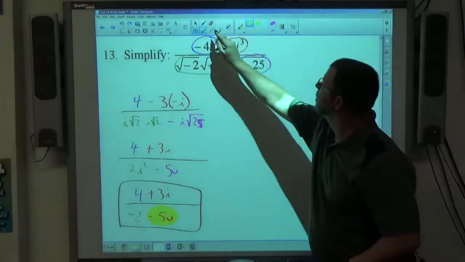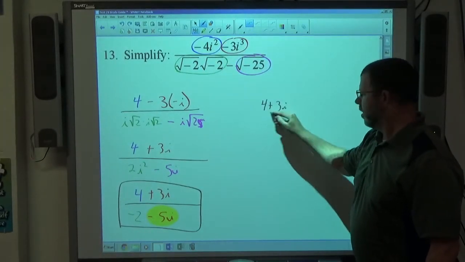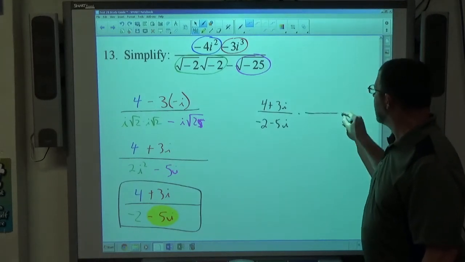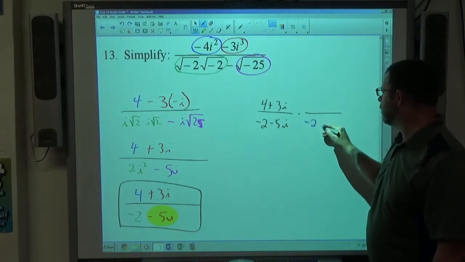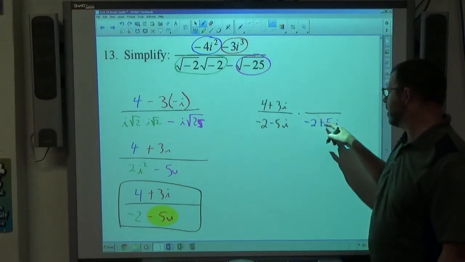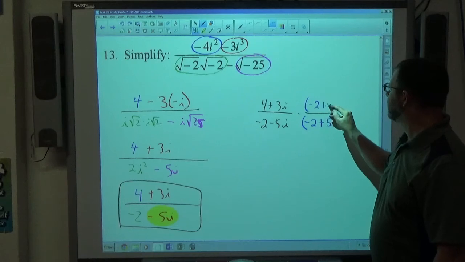So the fix is simply we take 4 plus 3i over negative 2 minus 5i. We're going to multiply by the complex conjugate. That means we take the same exact expression as this, but we change the middle sign. Negative 2 stays negative 2, minus 5i becomes plus 5i. I multiply the bottom by that, I multiply the top by the same thing.